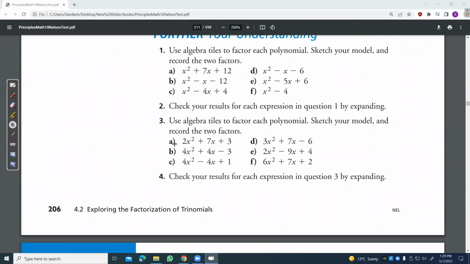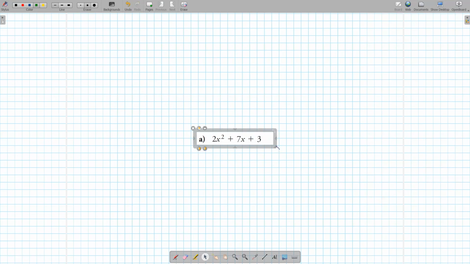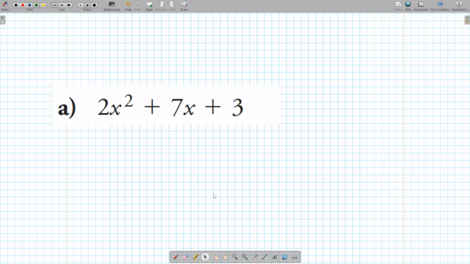Let's try another one. All right, same kind of question. We're trying to factor this expression. It's a quadratic trinomial. We're going to use the man approach. Can you tell me what do they multiply to? A 6. Yes. What does it add up to? A 7. Yes. So what are the numbers that multiply to 6 and add up to 7?